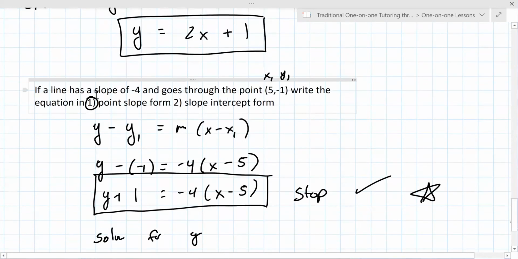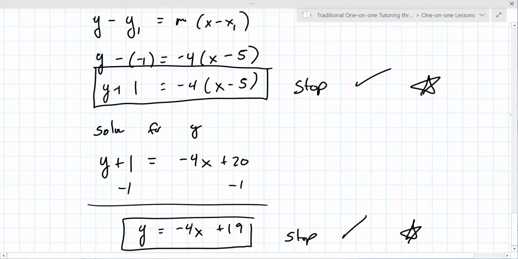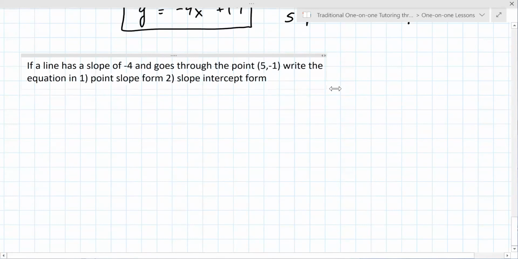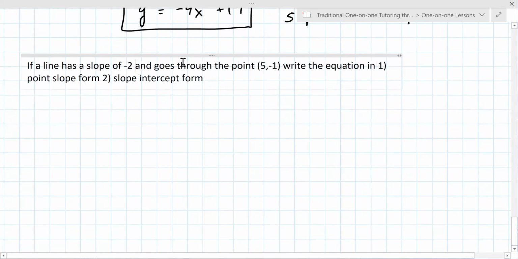So I want to do one more example like this, where all I'm going to do is change the numbers, and I want to see if you can get through it. And then we'll do another one. So let's give you a slope of negative 2 that goes through the point negative 3, 4, and we'll do this. Write the equation in point slope form and slope intercept form. All right.